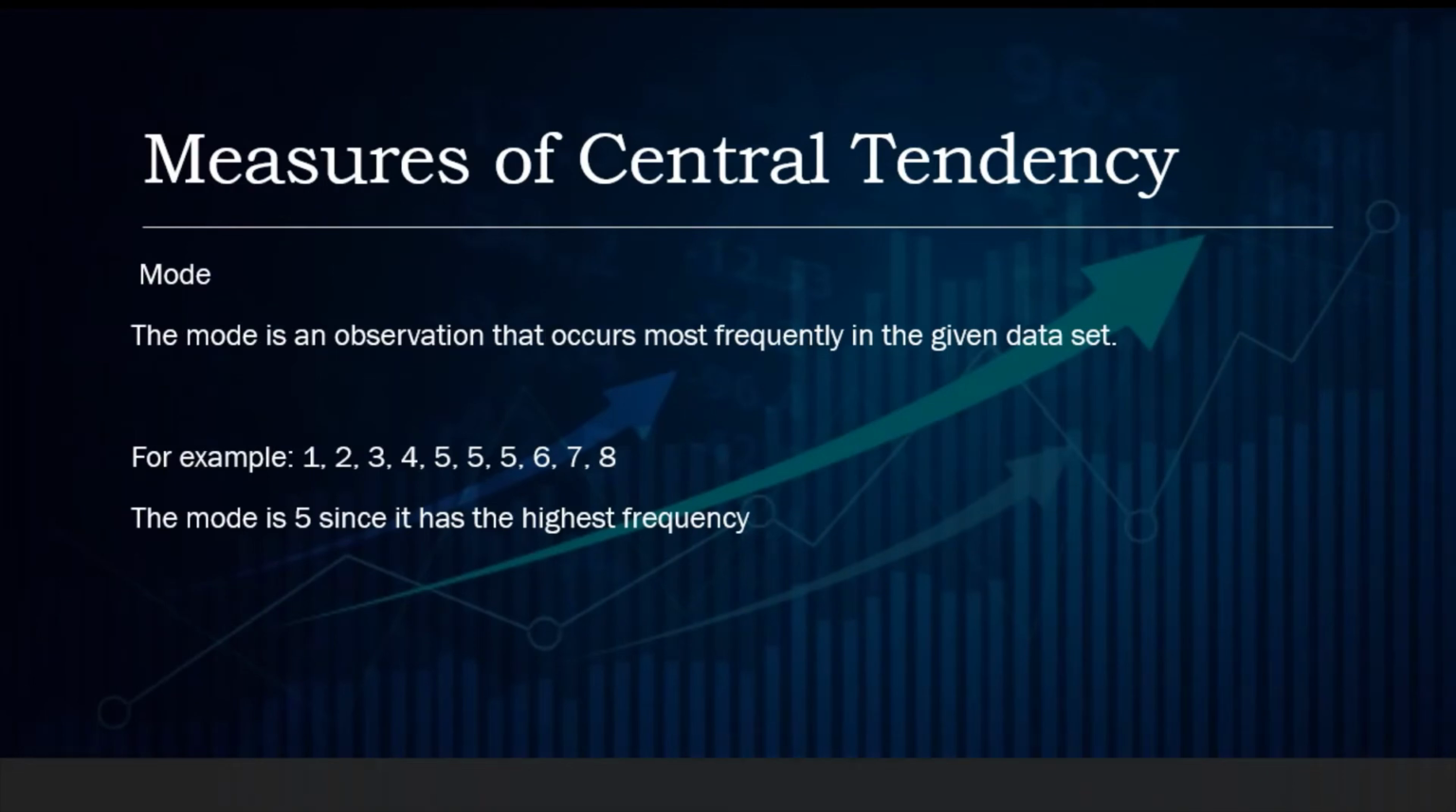Mode. The mode is an observation that occurs most frequently in the given data set. For example, 1, 2, 3, 4, 5, 5, 5, 6, 7, 8. The mode is 5 since it has the highest frequency.